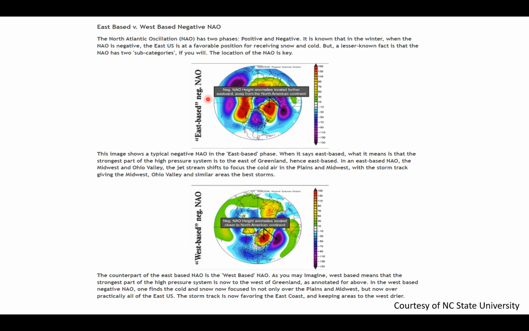Coming back up here to the east-based negative NAO, I forgot to mention that the strongest heights associated with this upper level ridging across the North Atlantic are east of Greenland. But I did not mention that the Midwest and the Ohio Valley tend to see the lowest heights, and it generally tends to focus the coldest air in the plains and the Midwest with an east-based negative NAO when you have those higher heights east of Greenland. With a west-based negative NAO, those higher heights are working their way further to the west of Greenland. Okay, so that's a big difference in location, location, location as far as the outcome of what we could see.